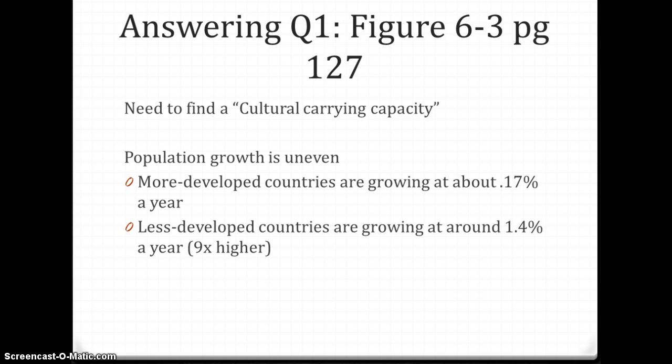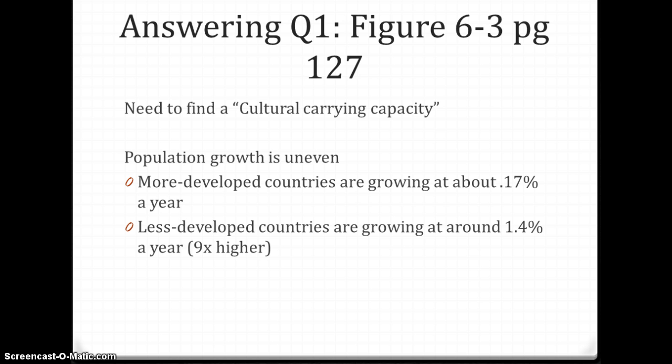So we need to be able to find this idea of a cultural carrying capacity where every human being, or as many human beings on earth as possible, can live a good and comfortable life while still living in harmony, or at least on good terms with the rest of the world.